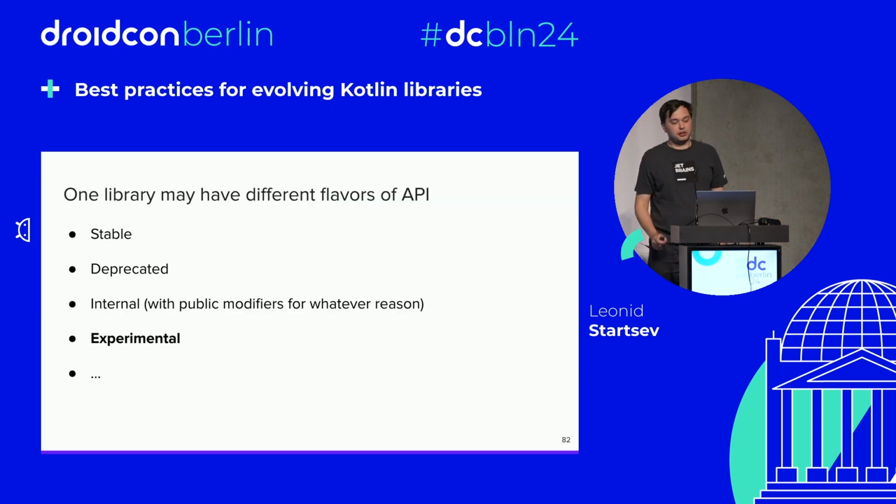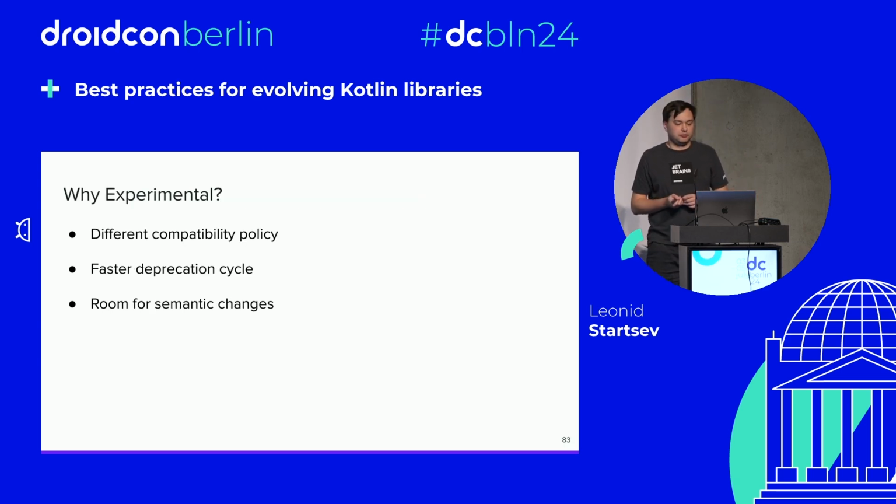So the thing is, one library may have different flavors of API. We of course have stable API, we can have deprecated API, we can have internal API if we need it for some technical reasons. And we can also have experimental API. So why would you want an experimental API?